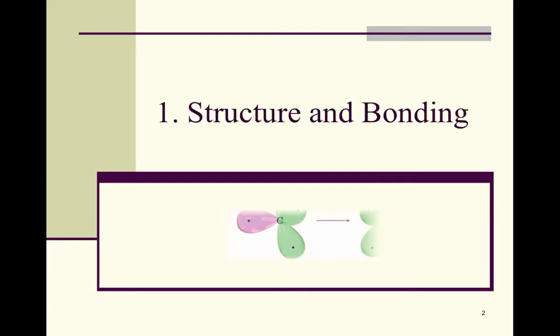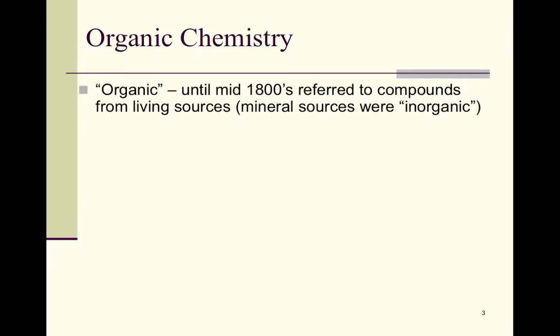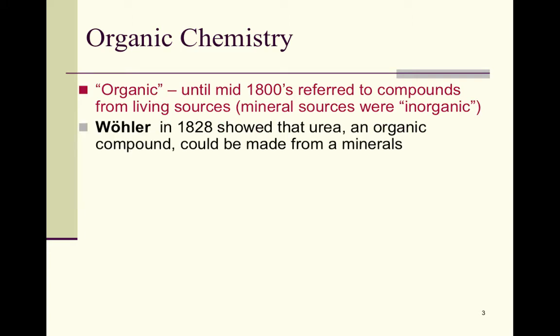We're going to start off talking about structure and bonding. Organic chemistry, until the mid-1800s, referred to basically organic compounds made from living sources, and they called other mineral sources inorganic chemistry. Wöhler in 1828 showed that urea, an organic compound, could be made from minerals. In fact, he was able to synthetically make urea, something that is a natural compound, and that's where we were able to start up with our organic chemistry model.